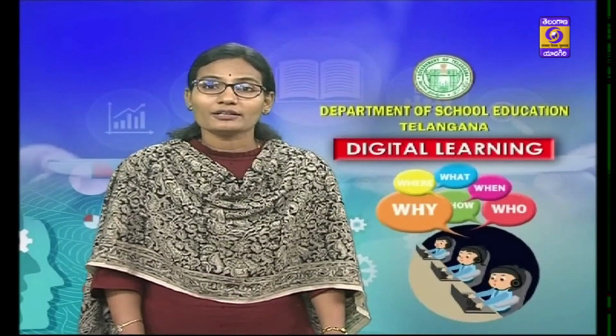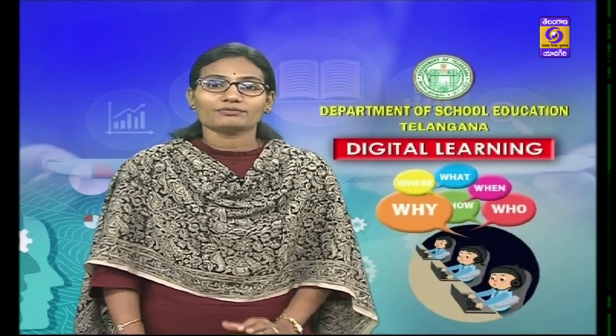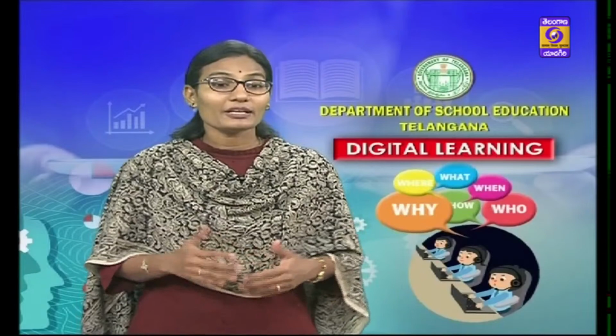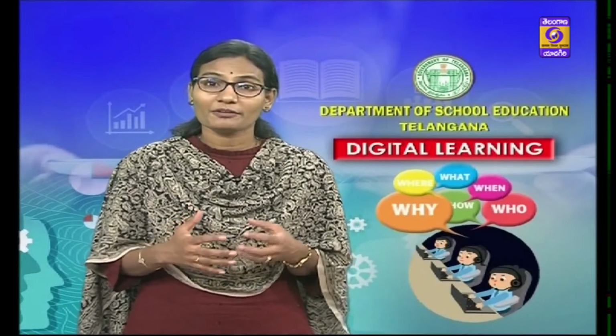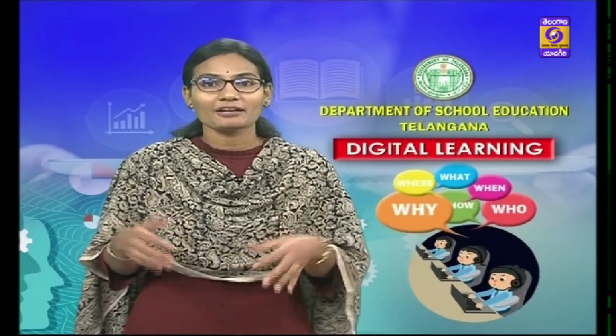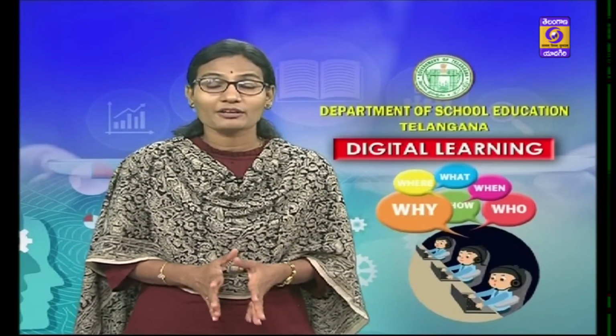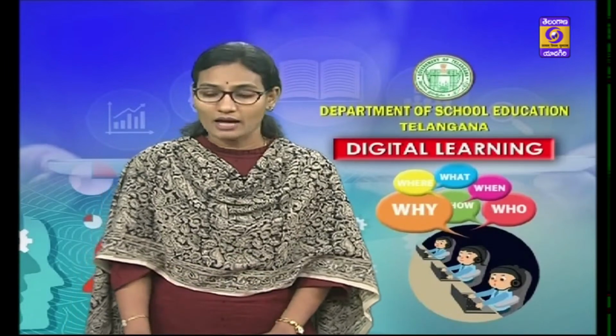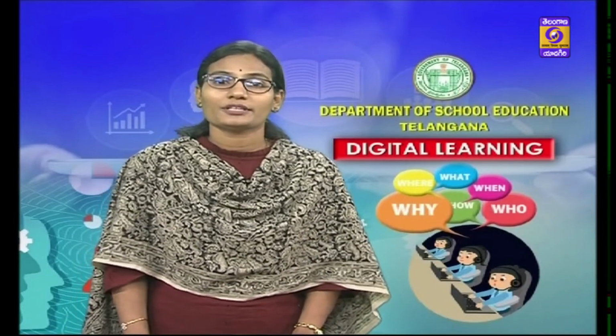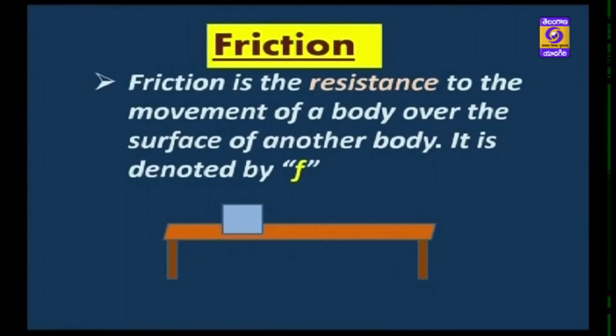Children, we learned not only force at a distance, we learned some different kinds of forces which we experience daily in our life, and those are very important for the force and mechanical force concept. Those are frictional force, that is, friction is the resistance to the movement of a body over the surface of another body, and it is denoted by small f.